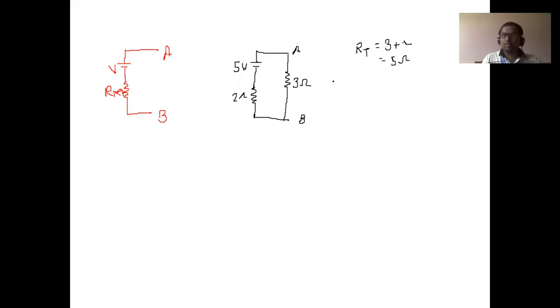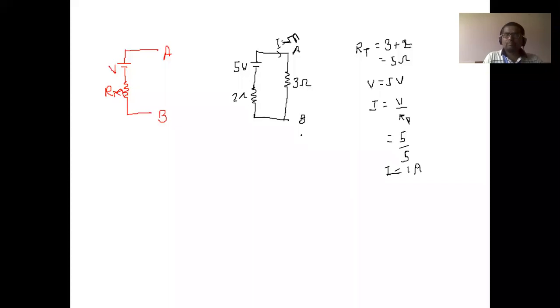Is it right? It means the total resistance is 5 ohm, and the total voltage is 5 volt. Is it right? So then the current becomes V divided by R total, which is 5 divided by 5, that is equal to 1. Is it right? It means in this circuit the current is 1 ampere. Okay. 1 ampere current flows through this 3 ohm resistance.